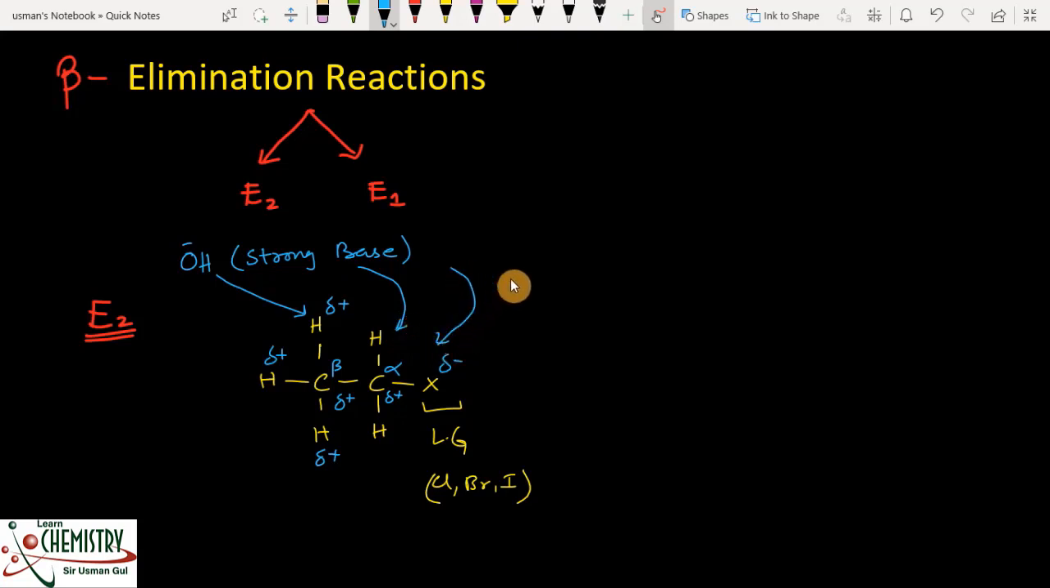The reason is the same, if you do remember. Because the negative part is here, let me erase this. So it will attack this hydrogen here. When it attacks this hydrogen, we will get our transition state. OH will be connecting with this hydrogen and this hydrogen will be disconnecting from this carbon. All the other bonds will remain the same.